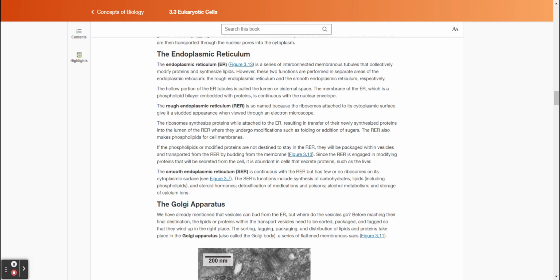The smooth endoplasmic reticulum, or SER, is continuous with the RER, but has few or no ribosomes on its cytoplasmic surface. The SER's functions include synthesis of carbohydrates, lipids, including phospholipids, and steroid hormones, detoxification of medications and poisons, alcohol metabolism, and storage of calcium ions.